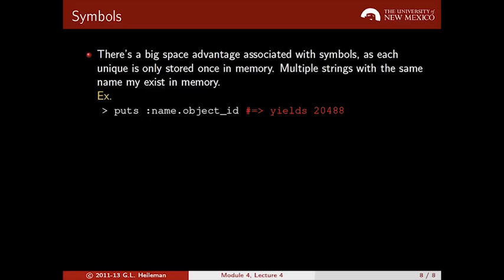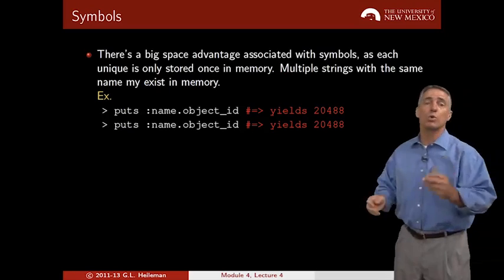If you go to IRB and try this, just try puts and then the symbol name and then its object ID, it'll print a number. And in my case, it printed 20488. If you do this again on the next line, it's going to print the same number. It's the same object is what this is telling you.